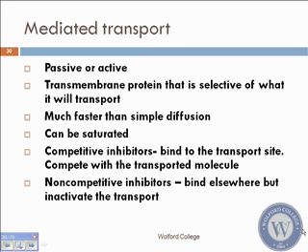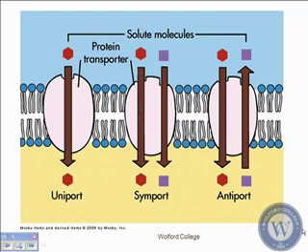Competitive inhibitors can be part of the mediated transport. They bind to the transport site and compete with the transported molecule. Things like neuromuscular blockers are competitive inhibitors. Non-competitive inhibitors bind somewhere else, to a different portion of the receptor, and basically cause almost irreversible effects. If it's a poison, it's completely irreversible. If it's a prolonged acting agent, it can reversibly bind, but it's going to have a prolonged effect.